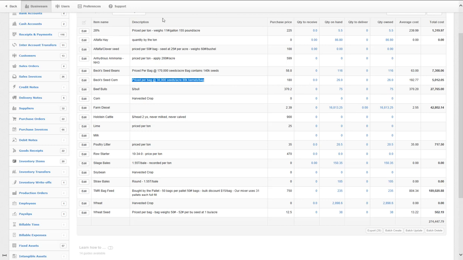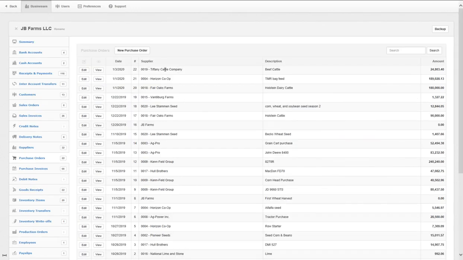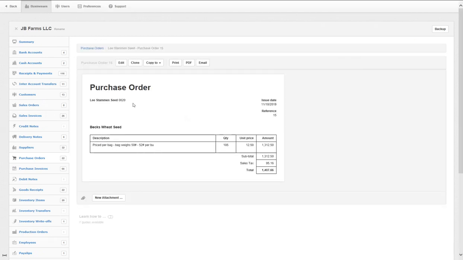And then I go in and I make a PI for it, or a PO, a purchase order first. So right here I made one from my seed dealer. It was for wheat seed, and the wheat seed's priced per bag. The bag weighs 50 pounds, and there's 52 pounds per bushel, and that's just how I buy my wheat seed. I buy it by the bushel.